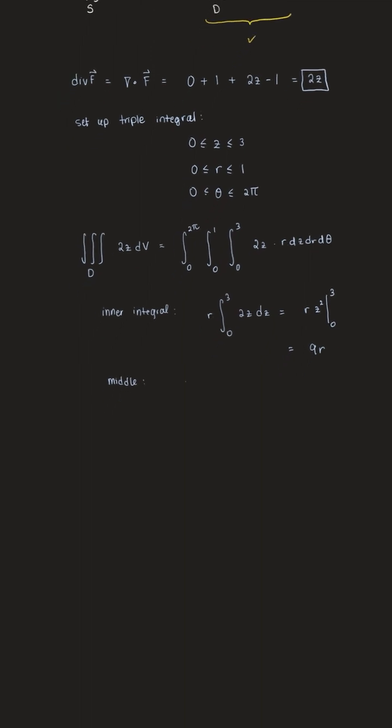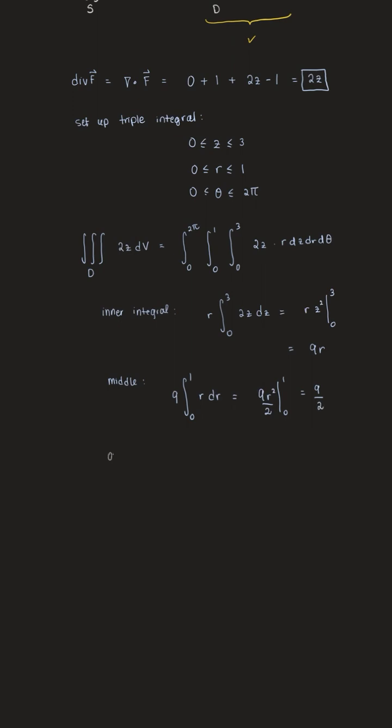Okay, let's do our middle integral. This is an integral with respect to r from 0 to 1 of 9r dr. And so this will be 9r squared over 2, from 0 to 1, which will just give us 9/2.